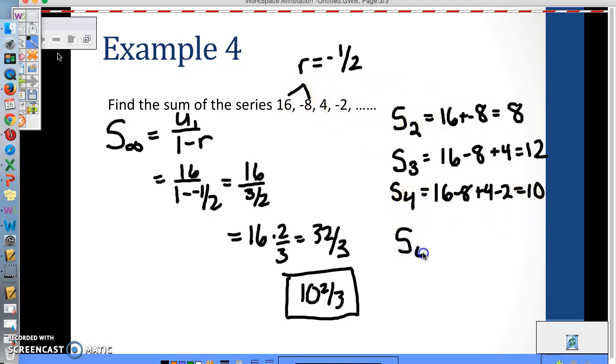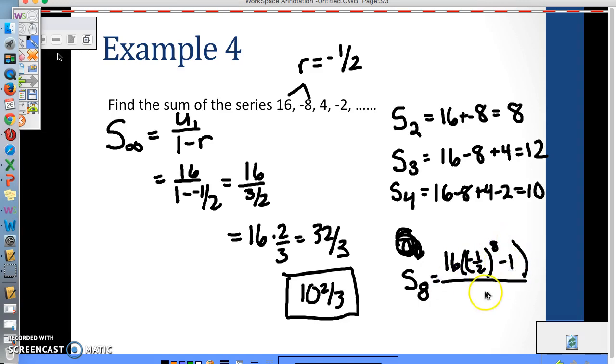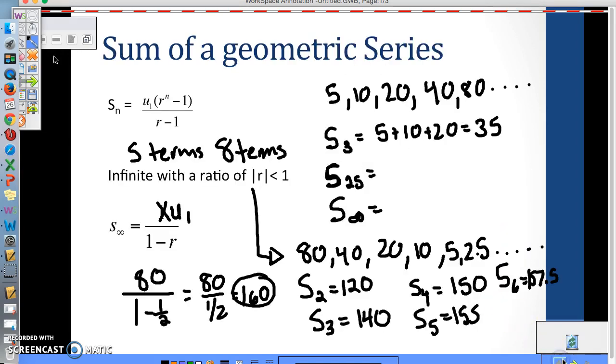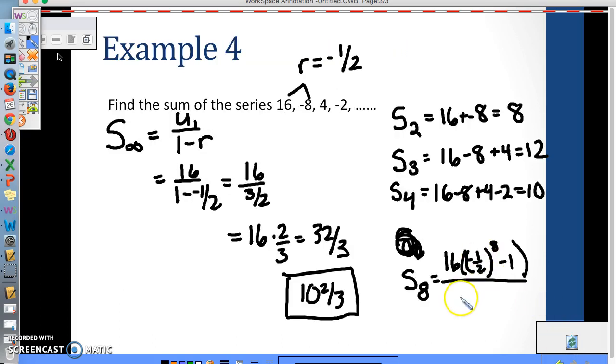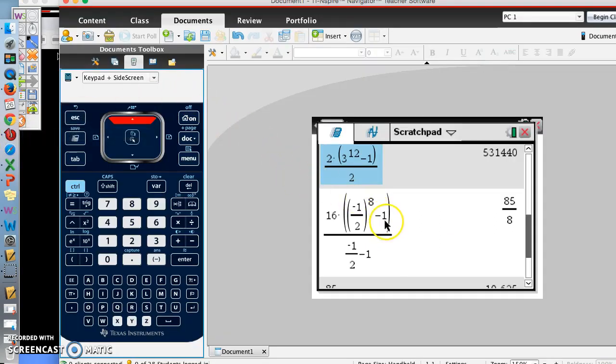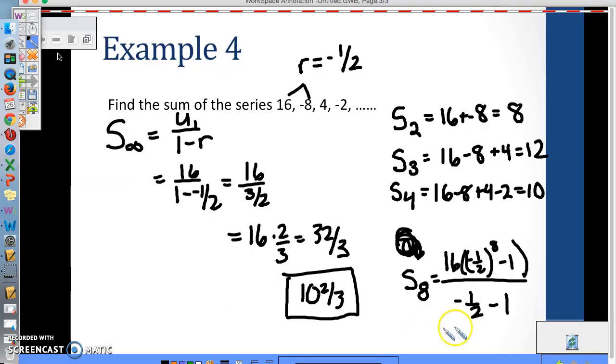Like if we needed to find the first, let's say the first 8. Our first term times our ratio to the 8th power minus 1, all divided by, and I can never remember which one it is, r minus 1. So our ratio minus 1. And if we put that into the calculator, we can see it's 85/8, which is 10.625. The sum of the first 8 there. But this one was dot, dot, dot, so it was asking for it to infinity.